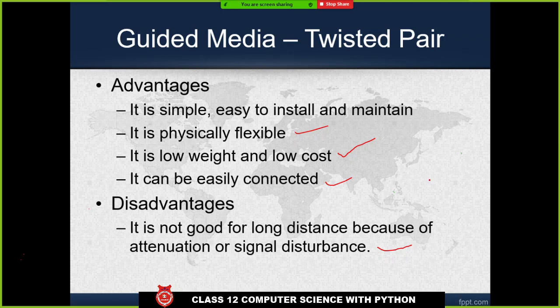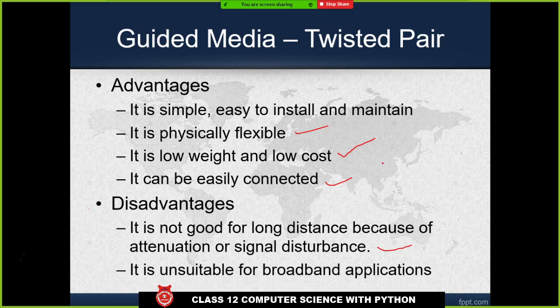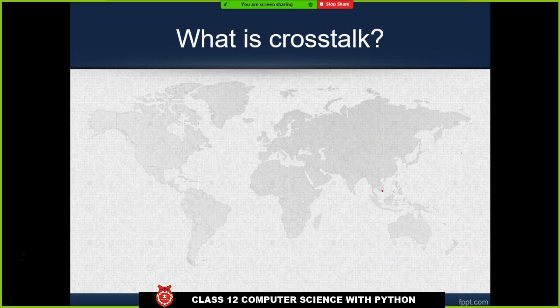For example, you have internet connection. If you want to share with me, you cannot use this type of cable because it will take a long distance, and it is not suitable for broadband application too. The speed of that or the capacity of that cable is not so high. That's why it is not good for long distance, and also not good for high speed internet.